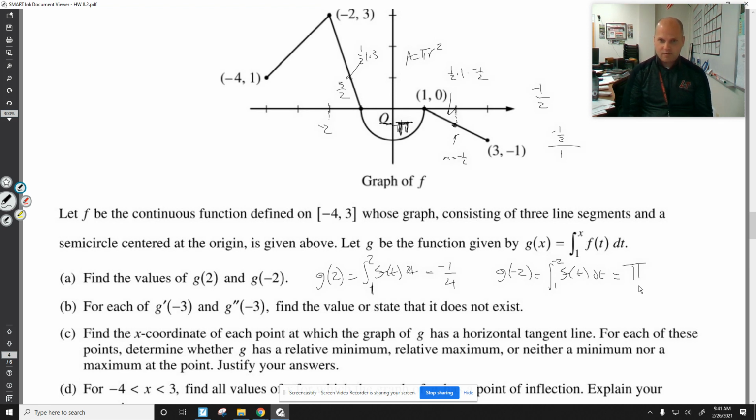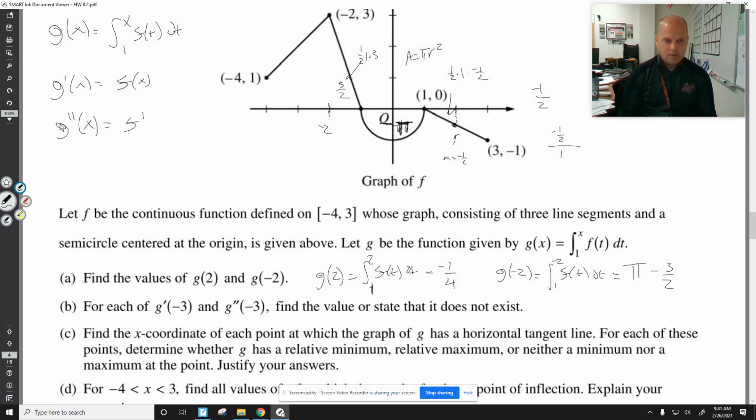So this is why it's a positive pi minus 3/2. Find g prime of -3 and g double prime of -3. Well, if g is the accumulated area, the derivative is just f of x, and the second derivative is just f prime. These problems are the same as what you've done before, except it's starting with big F and giving you regular f, instead of starting with questions about f and giving you f prime.